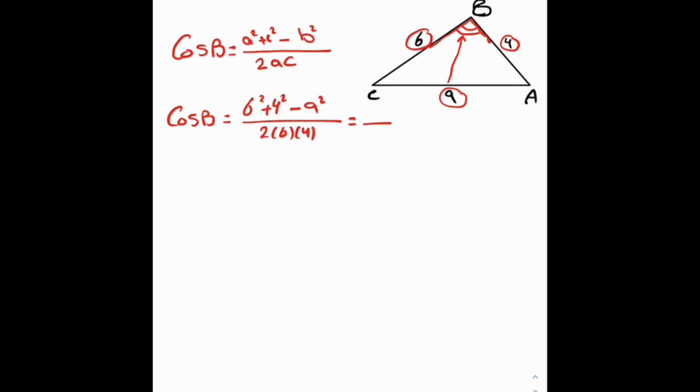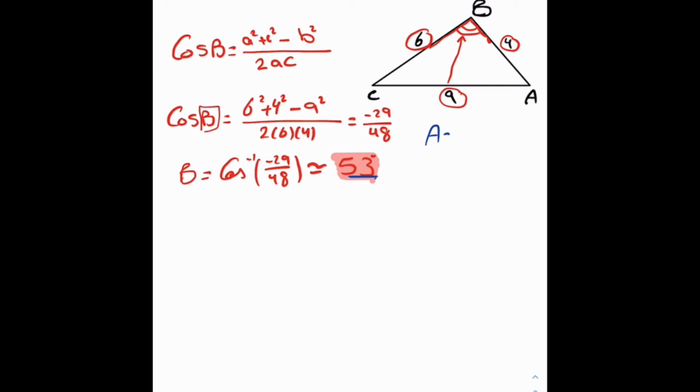This value as a fraction gives me negative 29 divided by 48. So if I wanted to find the measure of the angle B, I use cosine inverse of negative 29 by 48. This gives approximately 53 degrees. So the measure of the angle B is equal to 53. Now I need to solve the triangle.